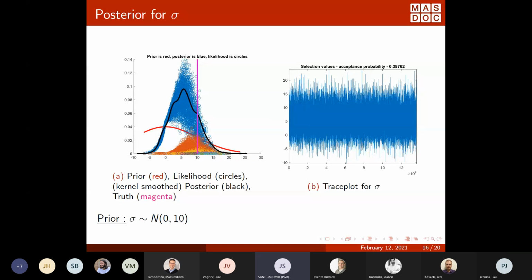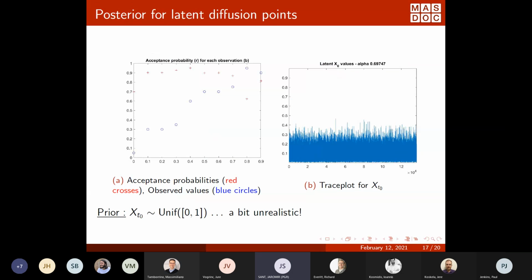This is just the posterior for sigma. What does the posterior for the latent diffusion points look like? On the plot on the left-hand side, I have the acceptance probabilities for each observation. The blue circles are the observations, and the acceptance probabilities are the red crosses. As you can see, the acceptance probabilities are quite high, roughly in the range of 0.9, which is a bit too high. But I should point out here that we have found some bugs with the code, so this might explain what we're seeing here.